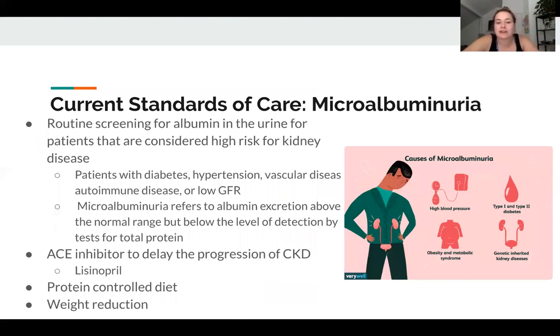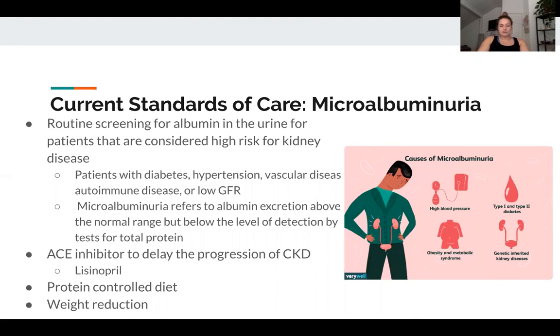Routine screening for albumin in the urine is really important for patients that are considered high risk for kidney disease. Patients like that have diabetes, hypertension, vascular disease, autoimmune diseases, or just a low GFR rate in general. So we know that Joseph has diabetes and hypertension, so he's definitely a high-risk patient for kidney disease, as we've seen. The microalbuminuria part of it refers to albumin that's excreted above the normal range, but it's still below the level of detection for a total protein test in the urine.